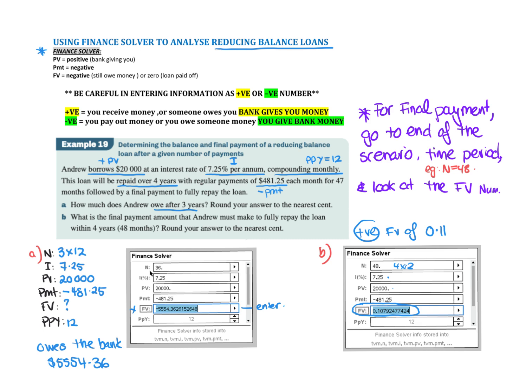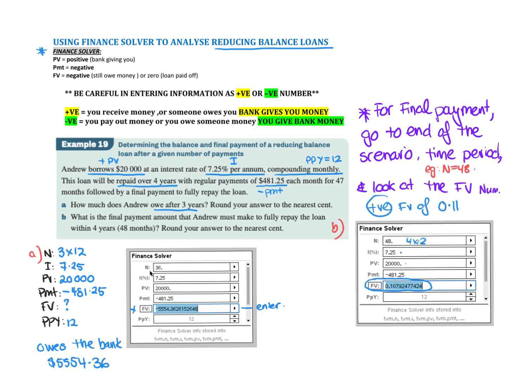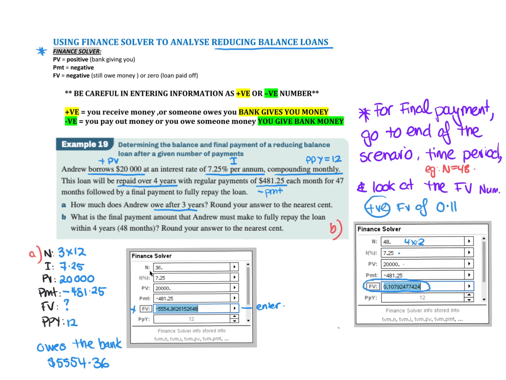So therefore, my last payment, the bank doesn't want to owe me 11 cents. So they're going to say, all right, your last payment can be the normal payment, but you can minus that 11 cents because we don't want to owe you that. So when they do that, your last payment ends up being 481.14.